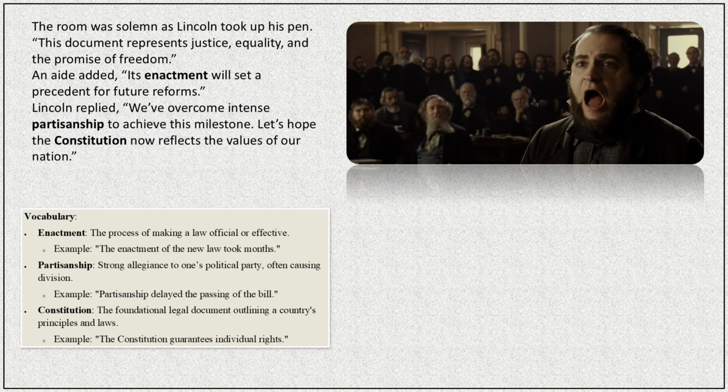Let's look at the new vocabulary we have learnt. Enactment. This means the process of making a law official or effective. The enactment of the new law took months. Partisanship. This means strong allegiance to one's political party, often causing division. Partisanship delayed the passing of the bill. Constitution. This means the foundational legal document outlining a country's principles and laws. The Constitution guarantees individual rights.